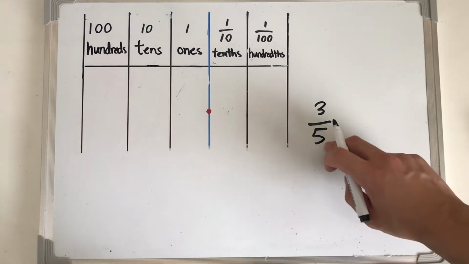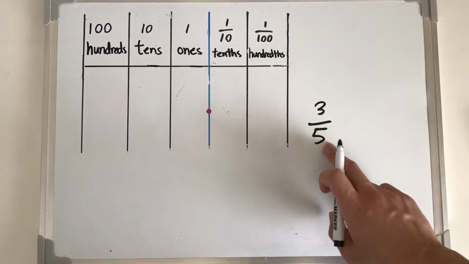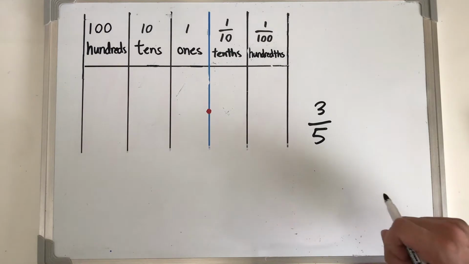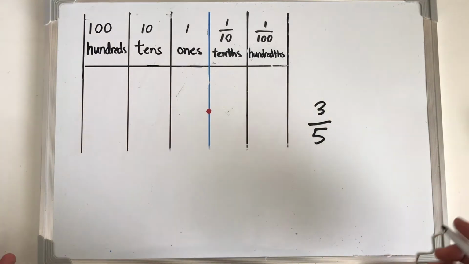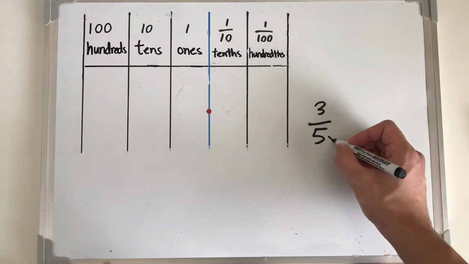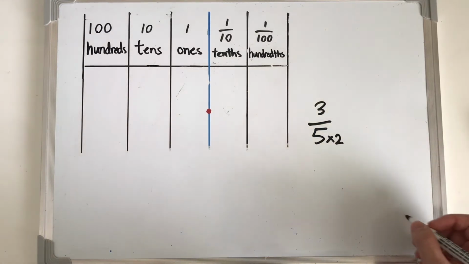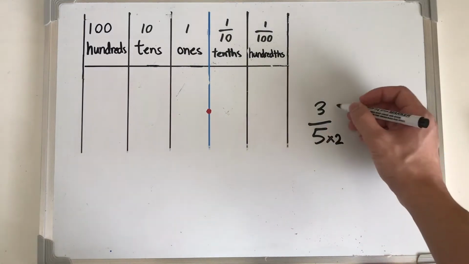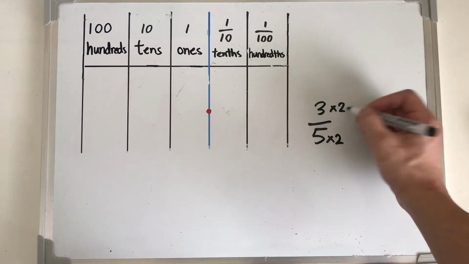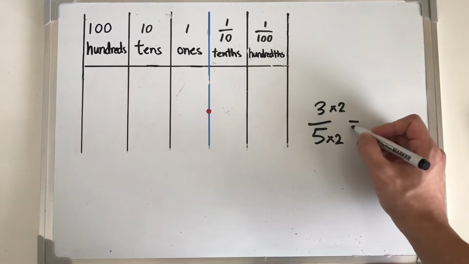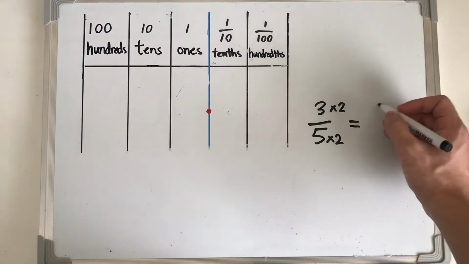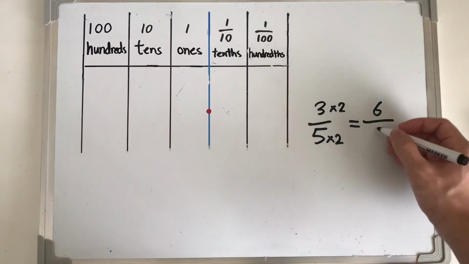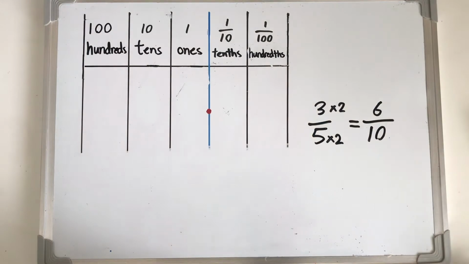So I'm going to ask myself, what do I have to multiply 5 with to make the denominator 10? Well, I know 5 plus 5 equals 10, which means I need 2 5s in total. So I'm going to multiply by 2. So whatever I do to the denominator, I have to do to the numerator. So I'm going to multiply 3 by 2 as well. And my equivalent fraction becomes 3 times 2 equals 6 as the numerator. 5 times 2 equals 10 as the denominator.